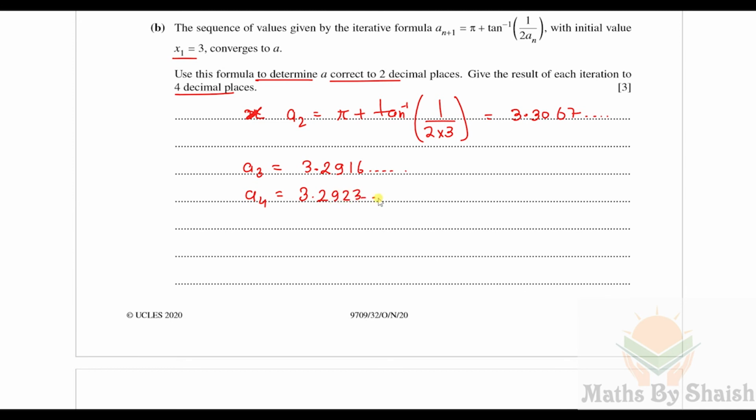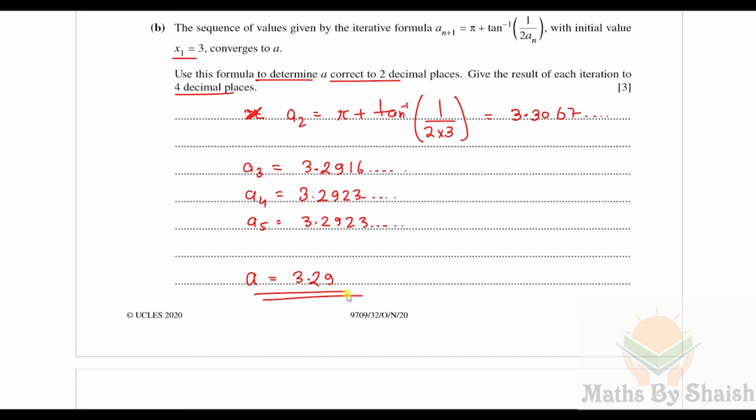a4 is 3.2923 and so on, and a5 is 3.292308 and so on. So we can see that till 2 decimal places the correct answer of a is going to be 3.29, and that's the answer.